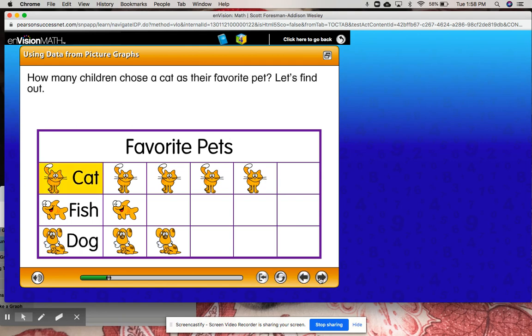How many children chose a cat as their favorite pet? Let's find out. That's our question for our little video here. We're going to learn how to read a picture graph to find out how many children chose a cat as their favorite pet.